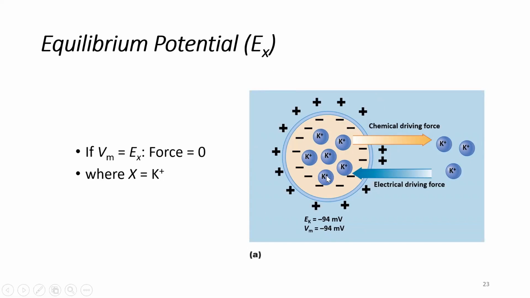So in this scenario, we're looking at the equilibrium potential of potassium, and that is the force where potassium does not move, the overall electrochemical driving force is equal to 0. And that is because there's an electrical force that wants to move potassium into the cell and an electrical force that wants to move potassium out of the cell. And at that potential, the equilibrium potential of potassium is equal to the membrane potential of that cell.